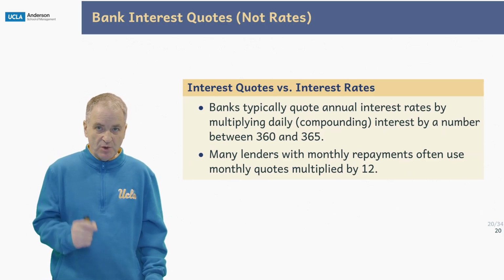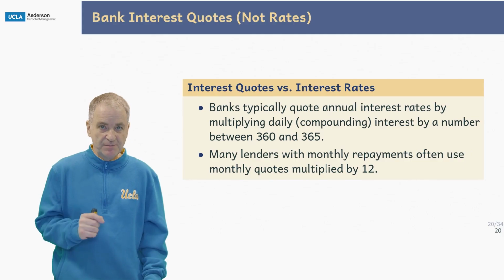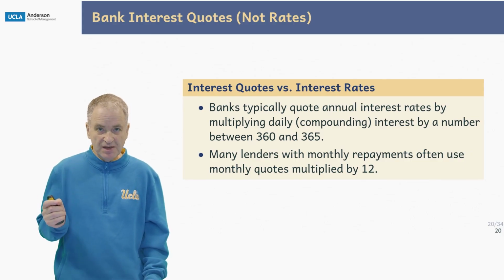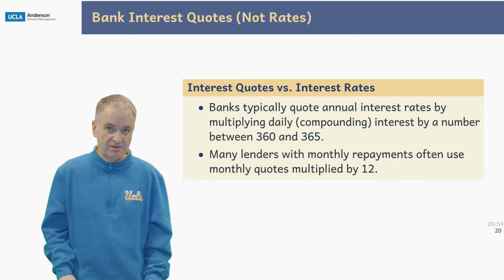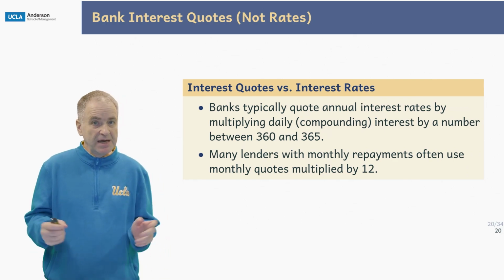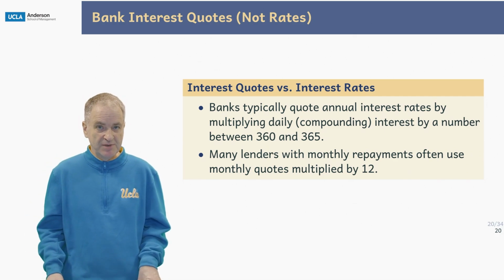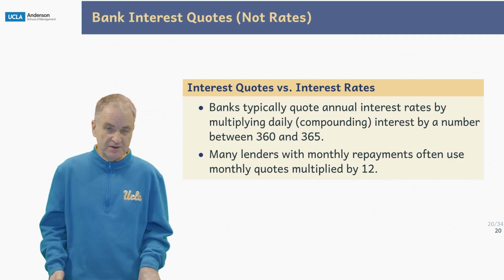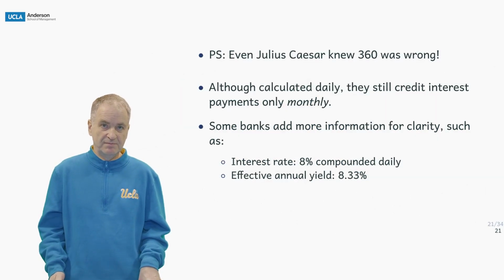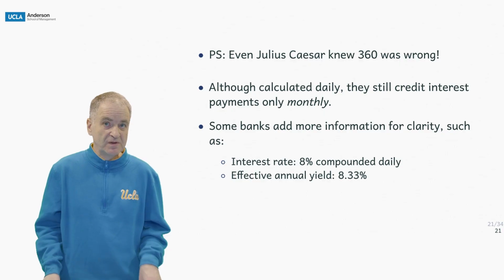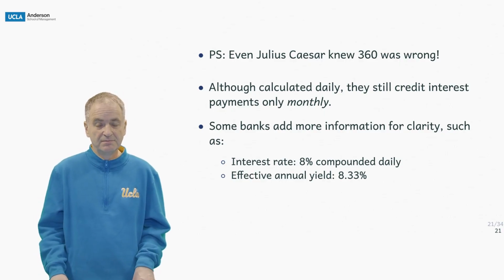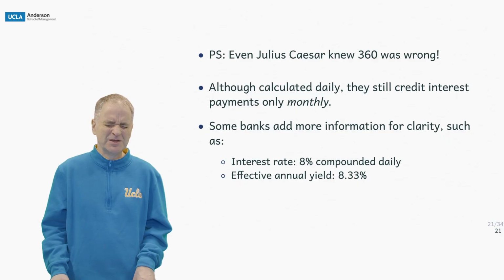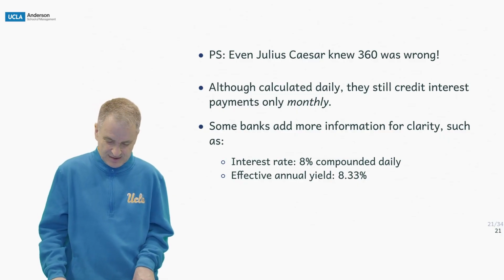So interest quotes versus interest rates. Banks typically quote interest rates by multiplying daily compounding interest rates by a number between 360 and 365. Many lenders with monthly repayments will use monthly quotes multiplied by 12. By the way, even Julius Caesar knew that 360 was wrong, and he invented the calendar. No, he didn't invent the calendar, the Mesopotamians did.